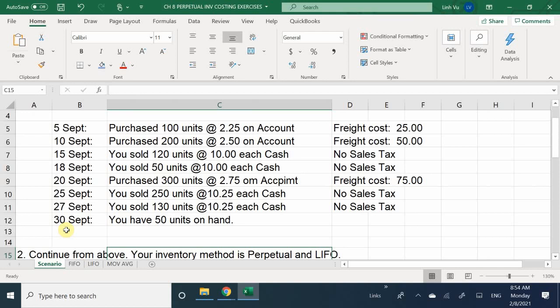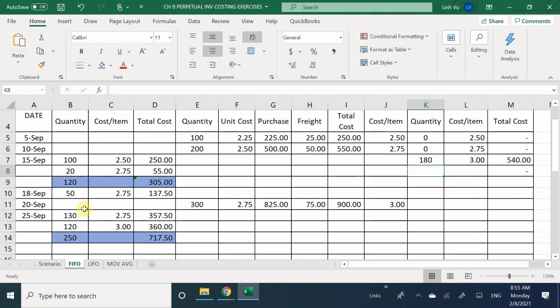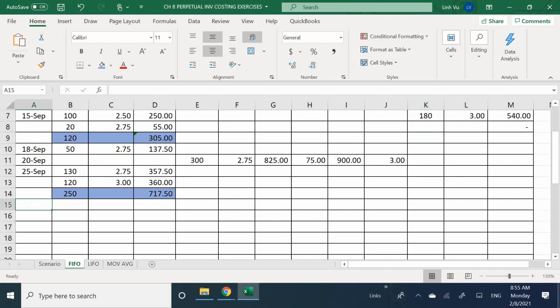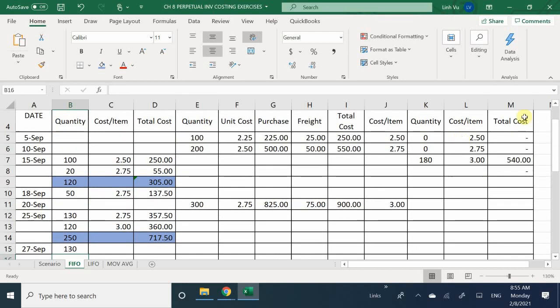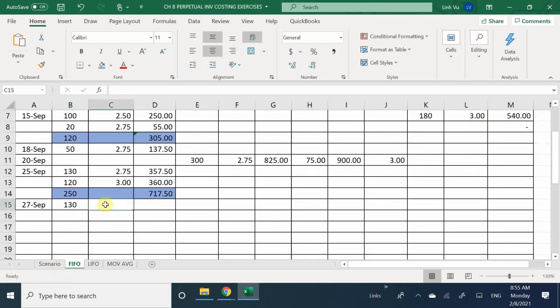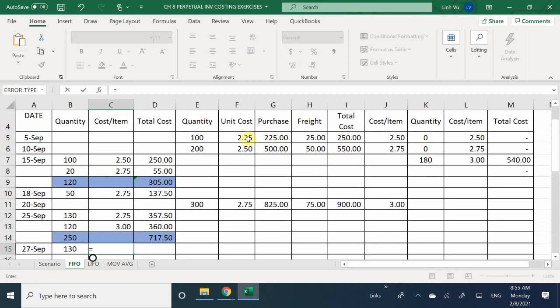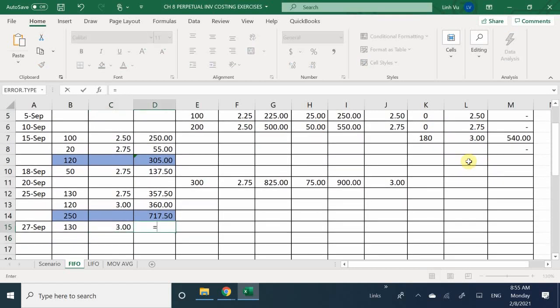And then last thing to indicate as well is that on September 30th, you should have 50 units remaining. So you sold 130. Okay, we're going to place it September 27. We sold 130. Okay. We only have one batch left. So the only assumption is that we have that one batch remaining. So what's my total cost of goods sold? 390.